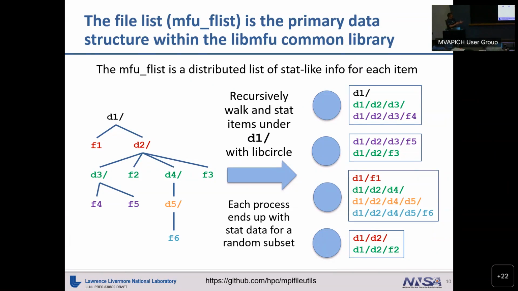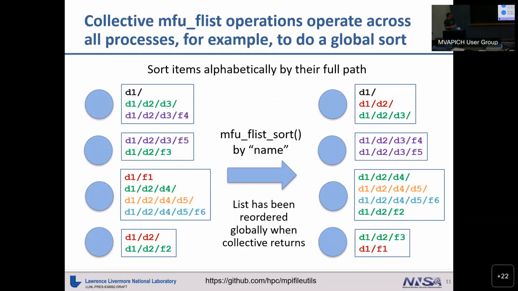And so, for example, one way you might generate a list like that is to use libcircle to do a walk. So somebody gives you that top path of D1, and then you use libcircle to explore what that path looks like and distribute the work out. All the processes end up with some random set of the stat information for the items in the file system. Right. We then have a number of functions that operate on that file list.